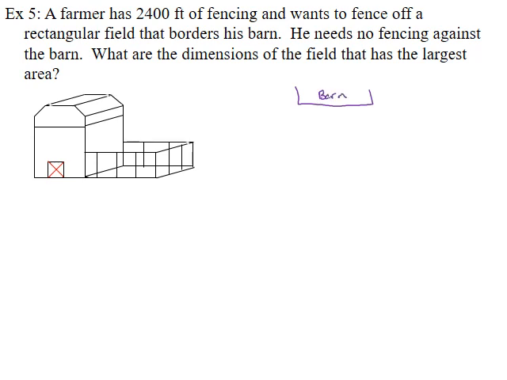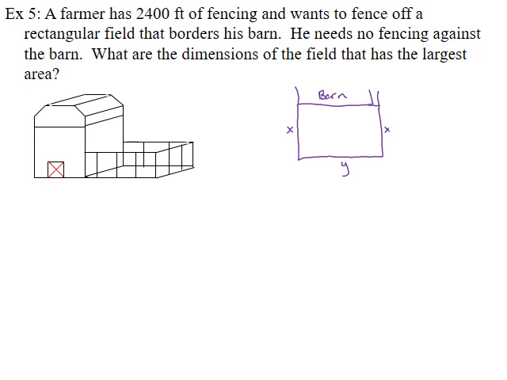You have the barn, and then you have this, what do they call it, oops, I missed. Let me make the barn a little bit bigger. We have this rectangular field attached to the barn. So we're trying to figure out, you have 2,400 feet of fencing. Now it does say that you do not need any fencing on the side of the barn.